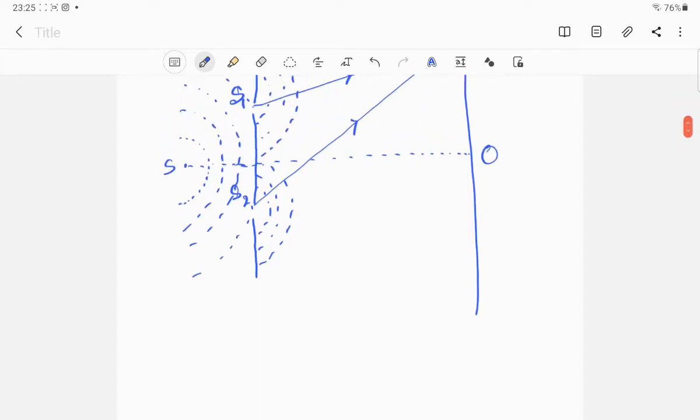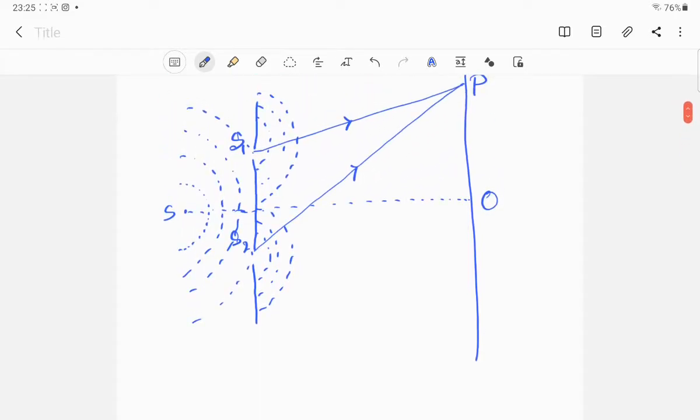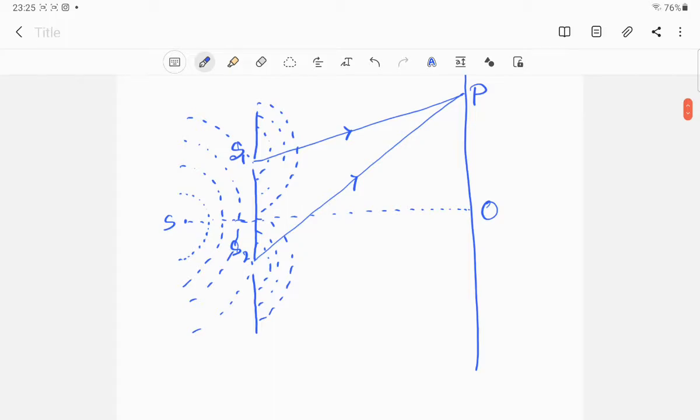In this diagram, let us consider that a monochromatic source of light S is emitting waves, and S1 and S2 are the two narrow pinholes, and they are equidistant from S, the main source. The waves arriving at S1 and S2 will be in phase all the time, fine.